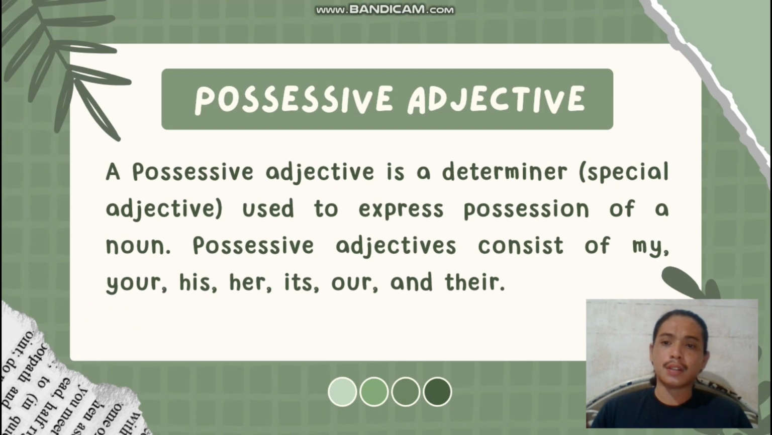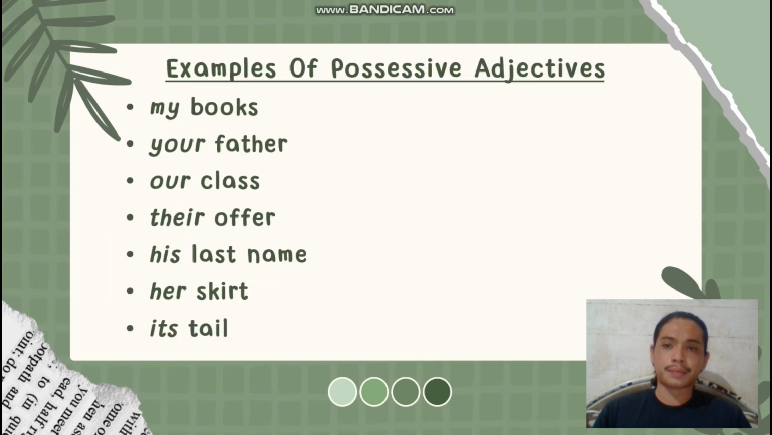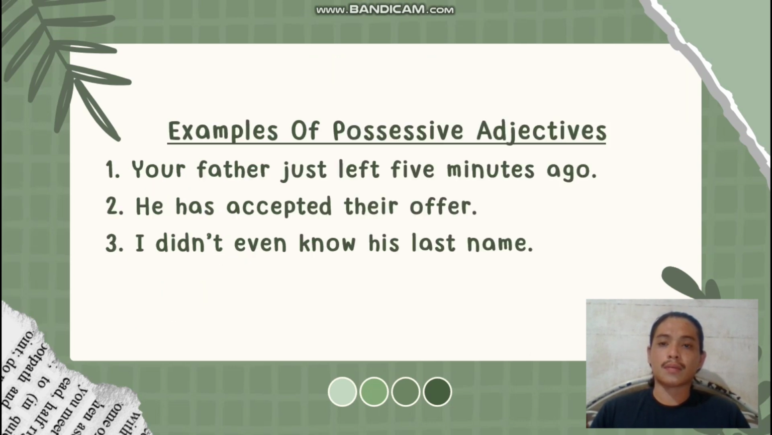Possessive adjective. A possessive adjective is a special determiner used to express possession of a noun. Possessive adjectives consist of my, your, his, her, its, our, and their. Examples of possessive adjectives: my books, your father, our class, their house, his last name, her skirt, its tail.